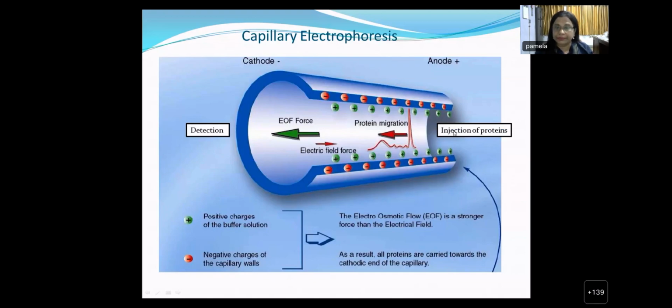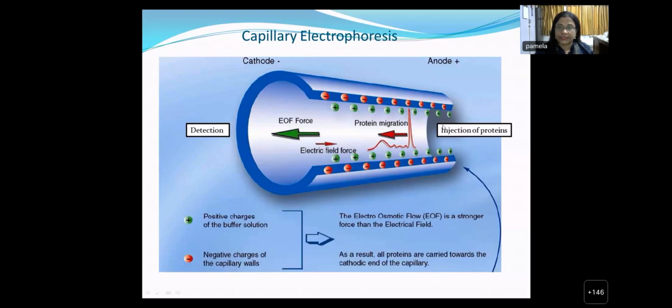This is the capillary. On this side, you have the injection of the serum, or the proteins in the serum. On the capillary wall there is a negative charge, and the positive charge comes from the buffer solution. Now there are two types of forces: one is the electroosmotic force, and the other is the electric field force. The electroosmotic force is stronger than the electric field force.